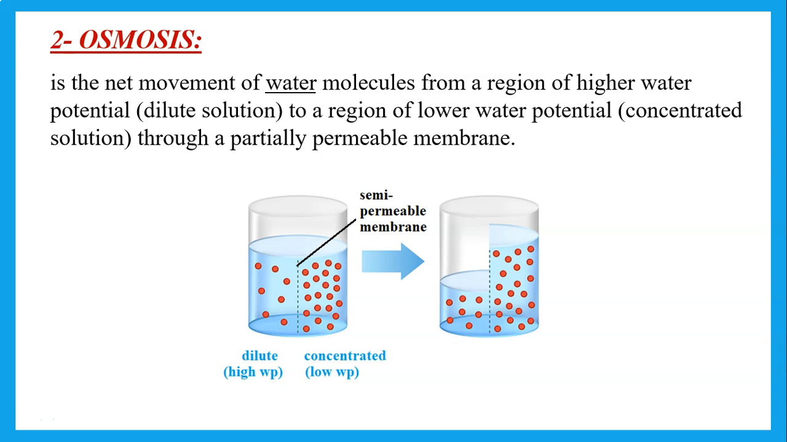We have another on the other side, which is low water potential, which is a concentrated solution. And these two solutions are separated by a membrane. And this membrane has to be partially permeable or semi-permeable. That means it's a membrane that allows only some molecules to pass through, but not others. Usually it will allow only small molecules, not large molecules.